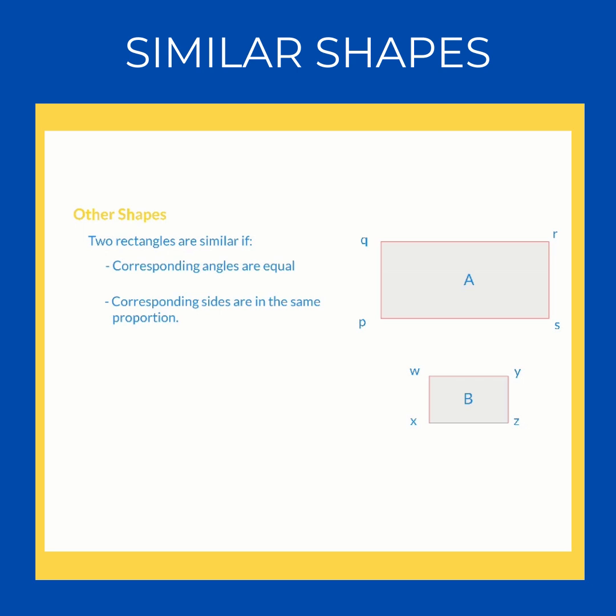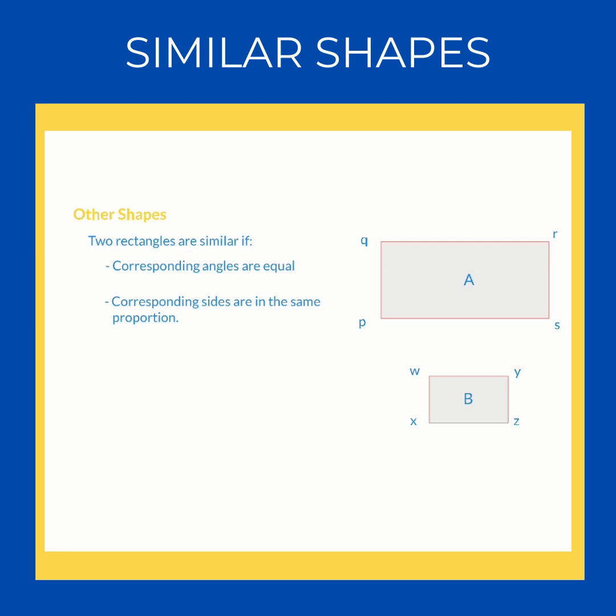The first is corresponding angles should be the same, and the second is that corresponding sides must be in the same proportion. Now we all know that all the interior angles of a rectangle are each 90 degrees. So this is 90, this is 90, this is 90, this is 90, and also in rectangle B, the angle here is 90, the angle at Y is 90, the angle at X is 90, and the angle at Z is 90. So corresponding angles are equal.